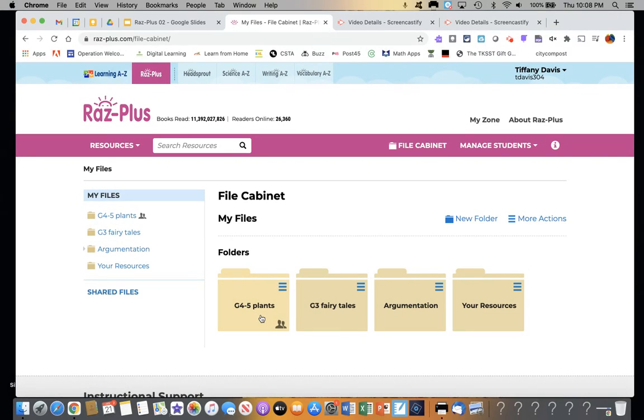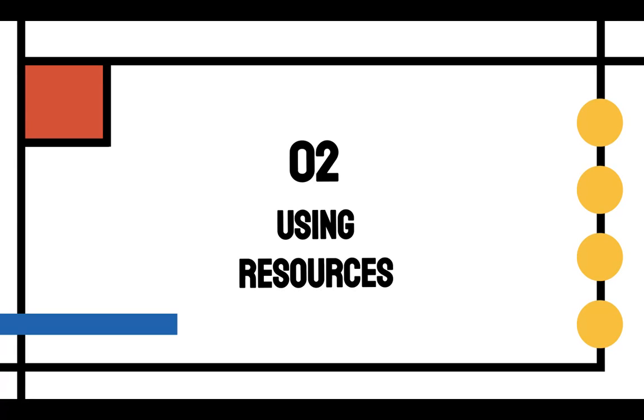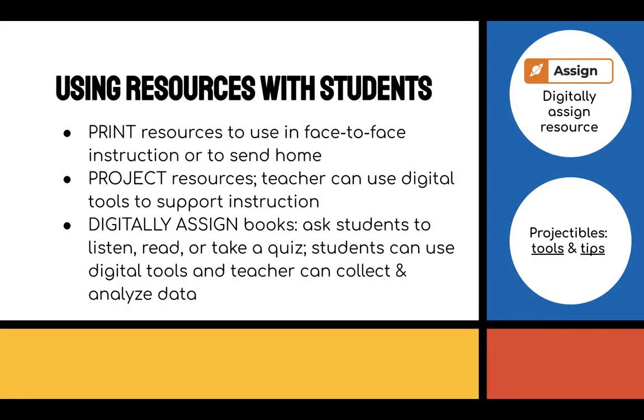Next, we're going to look at how you would use these resources that you found with your students. So you basically have 3 choices. You can print the resources. Almost all of Raz-Plus's resources can be printed. They're available as PDFs. And you can use those print resources when you have students face-to-face in your classroom, or you could send them home in paper packets.